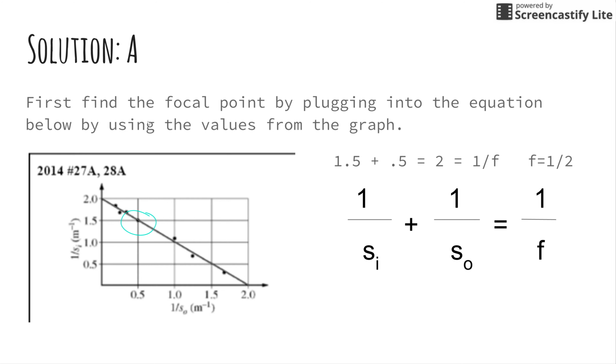1 over SI is going to be 1.5, and we're going to add that to 0.5, which is 1 over SO, which equals 2, which is 1 over F. So that means F is going to be 1 over 2. So that's our focal point, 1/2.